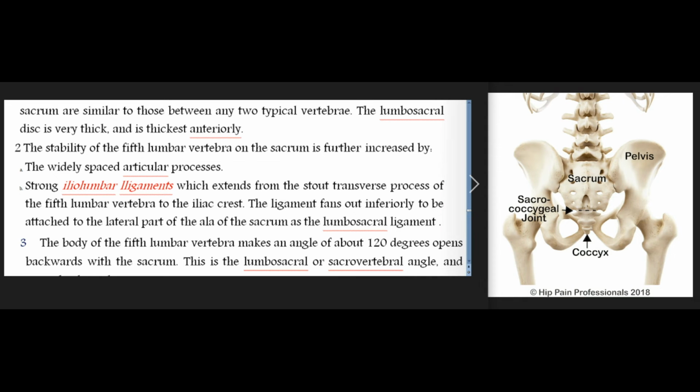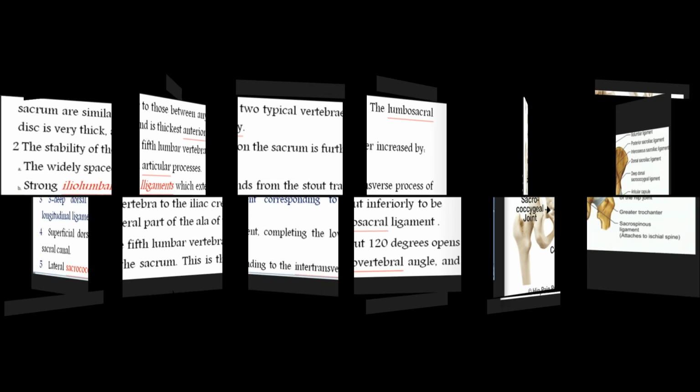b. Strong iliolumbar ligaments, which extend from the stout transverse process of the fifth lumbar vertebra to the iliac crest. The ligament fans out inferiorly to be attached to the lateral part of the ala of the sacrum as the lumbosacral ligament. 3. The body of the fifth lumbar vertebra makes an angle of about 120 degrees with the sacrum. This is the lumbosacral or sacrovertebral angle, and opens backwards.